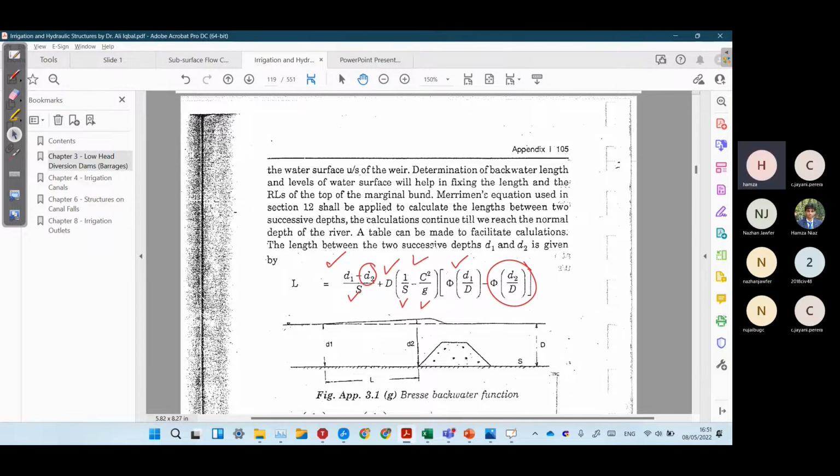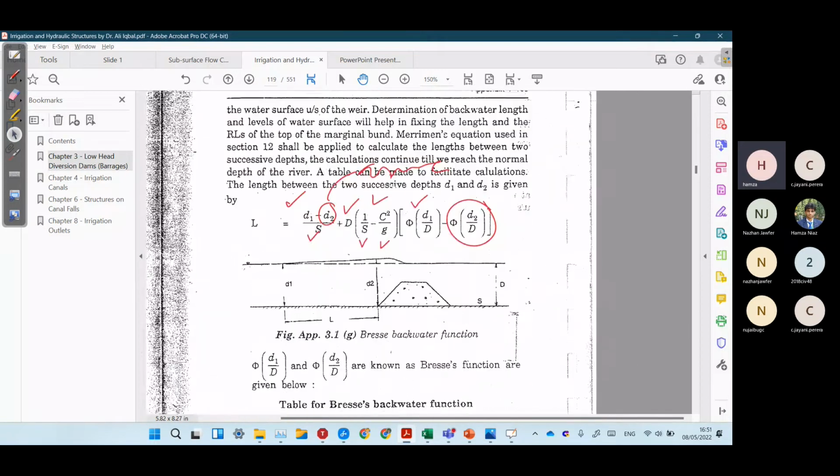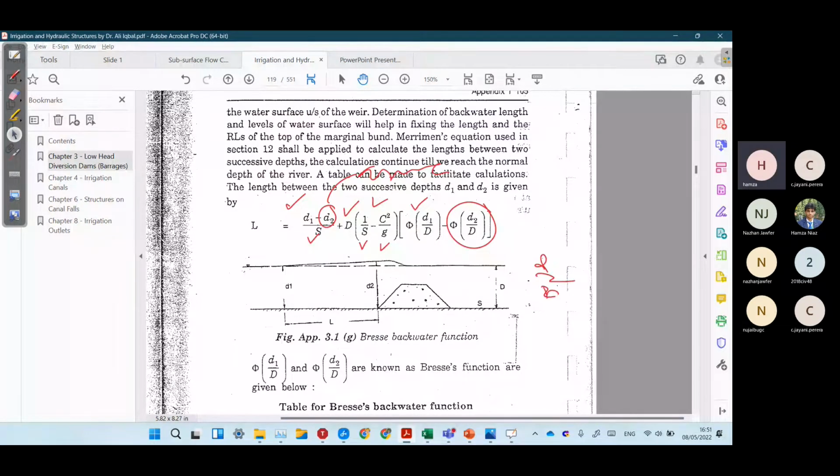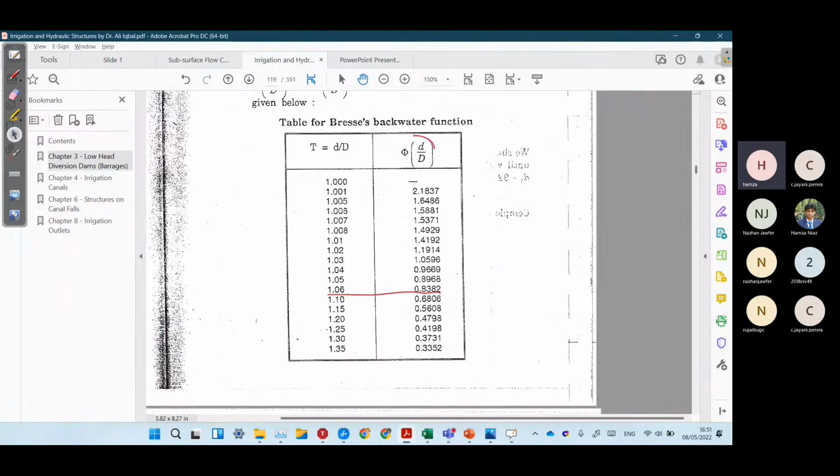Now for the D2 value, we have to assume it. Then we have to calculate D2 over D, simply dividing D2 by D. And after dividing D2 by D, we can get phi D over D for the D2 value.